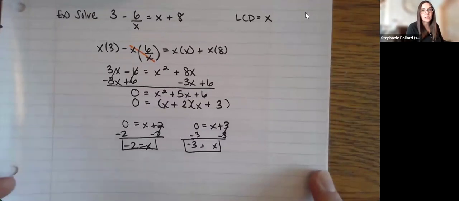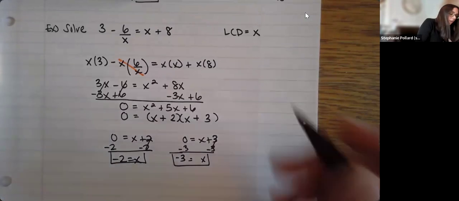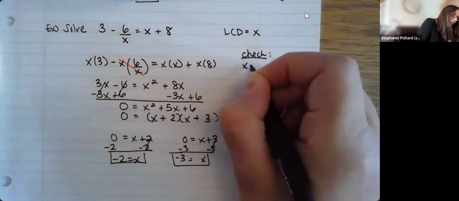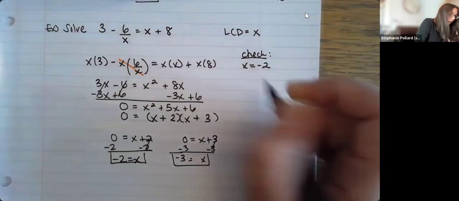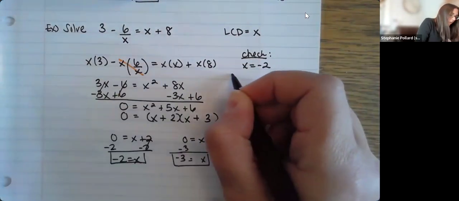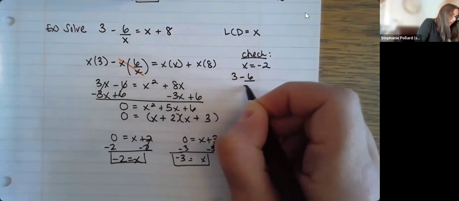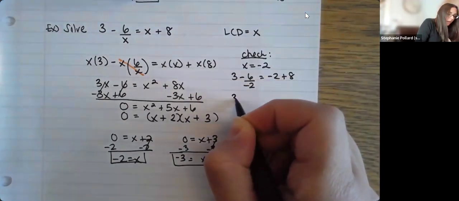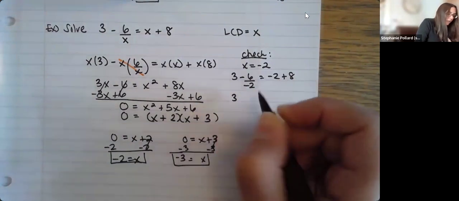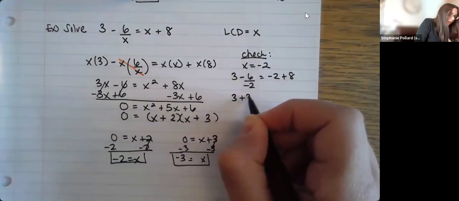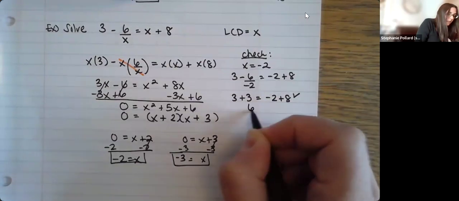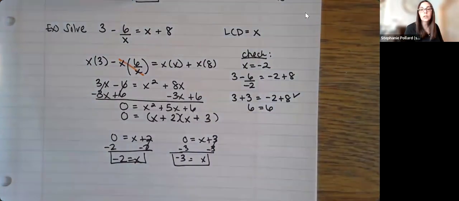Now you are going to have to check both of these answers to see if they actually work. So let's do our checks off on the side. I'm going to start with x equals -2. So I go right back to the original. 3 minus 6 over -2 equals -2 plus 8. Be careful here, you have those two negatives which will cancel. 6 over 2 is 3. So I have 3 plus 3 equals -2 plus 8. This does work out, right? You do get 6 equals 6. So the first one is good.